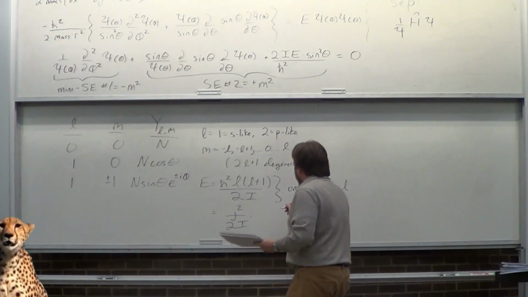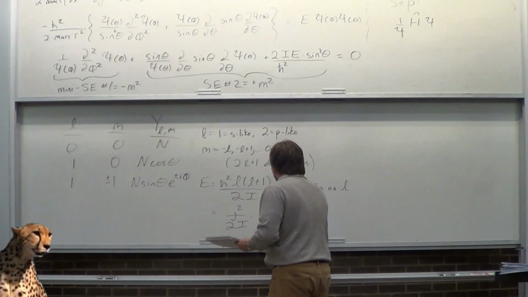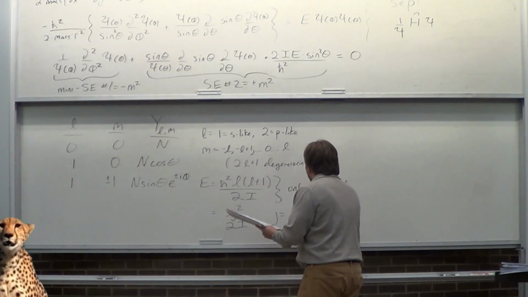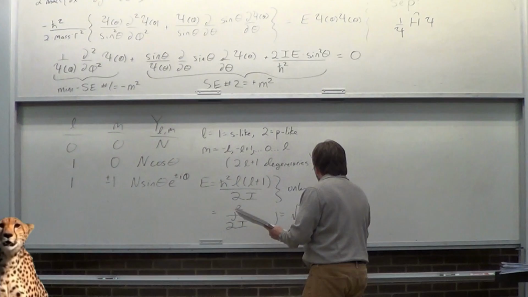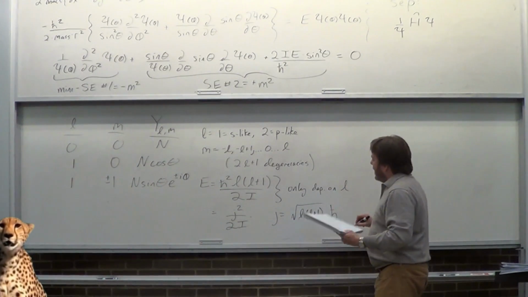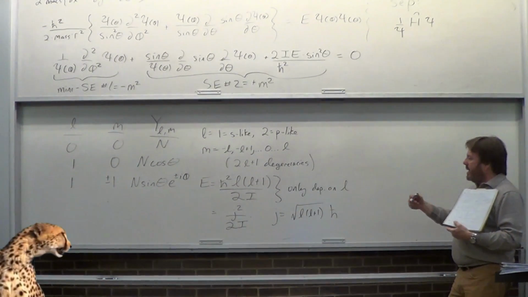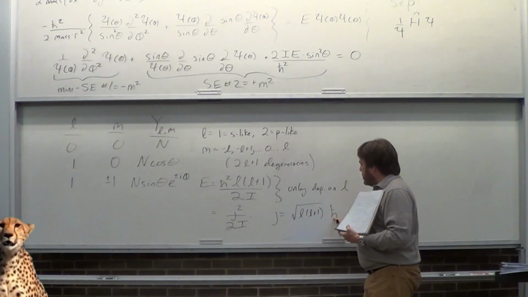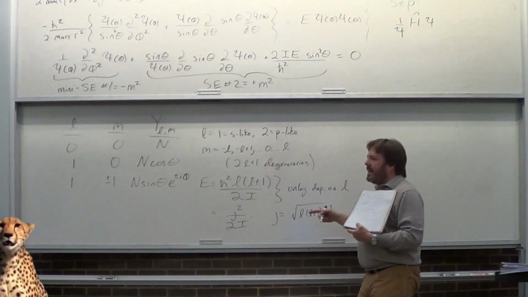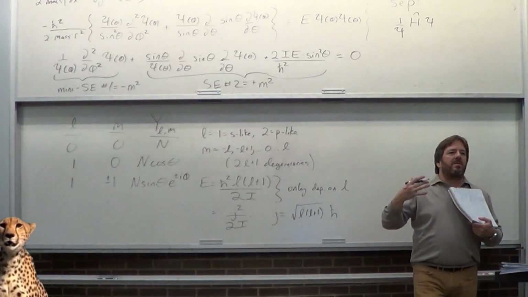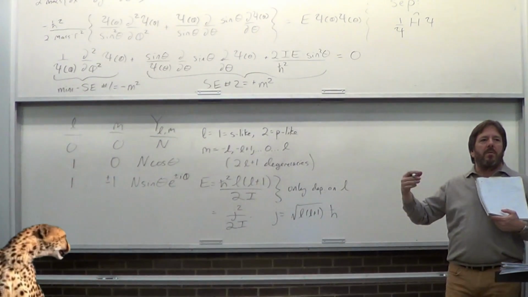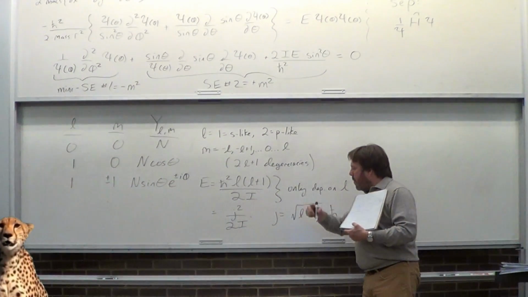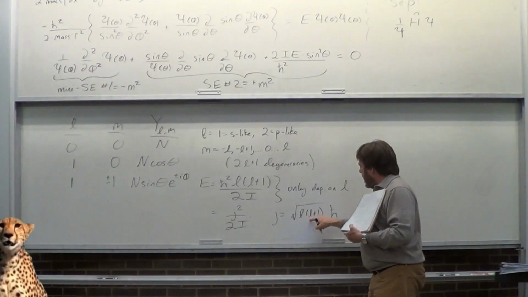Now I can also figure out things like J itself, which is just the square root of L times L plus 1, times H bar. It's kind of fascinating to me that when we did the 2D rigid rotor, J was just M H bar, and I like that because it reminded me of a particle on a track where the momentum was just K H bar.